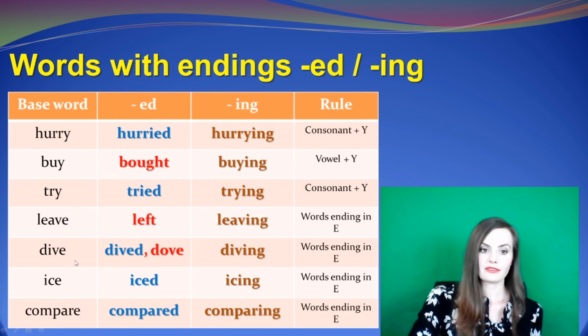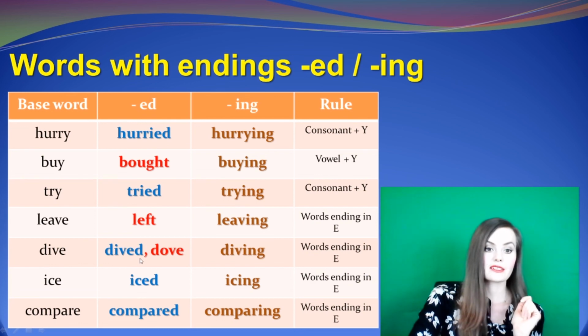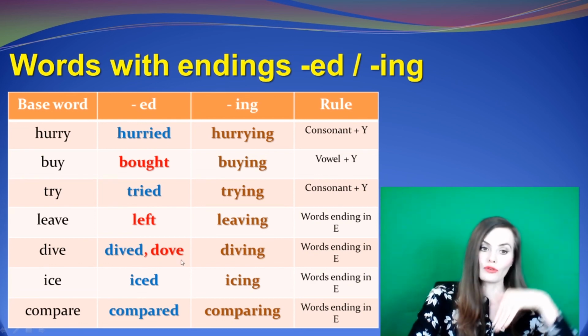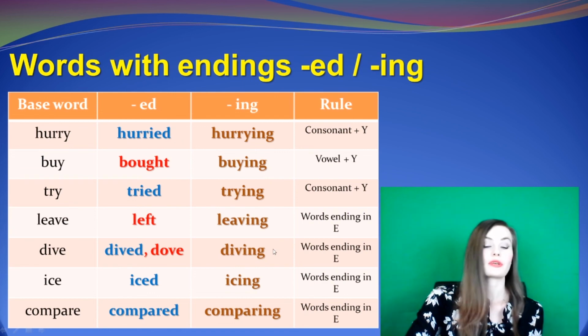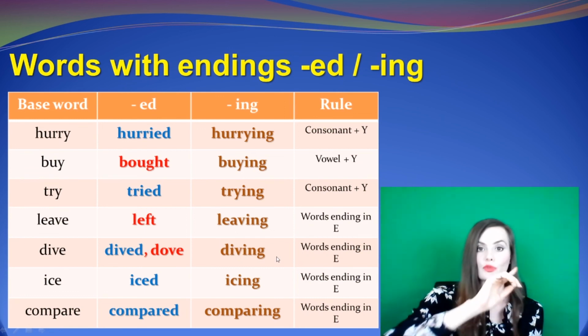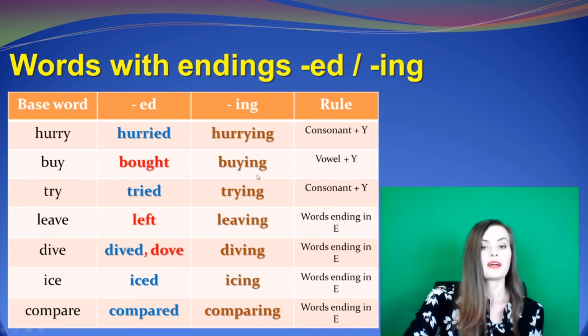Next word is dive. You can see that this word ends in silent E and we can say dived and it will be correct, and also we can say dove. So there are two ways to say this word, and also we can make the form with ing and we will say diving. So what happened with the letter E? We dropped it, you're right. There is no letter E when we add ing. We just get simply diving, but without the silent E at the end. We drop it.